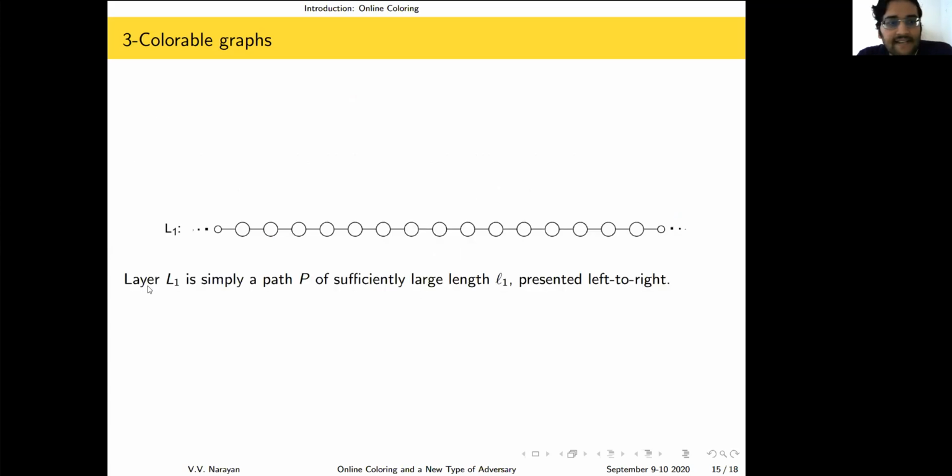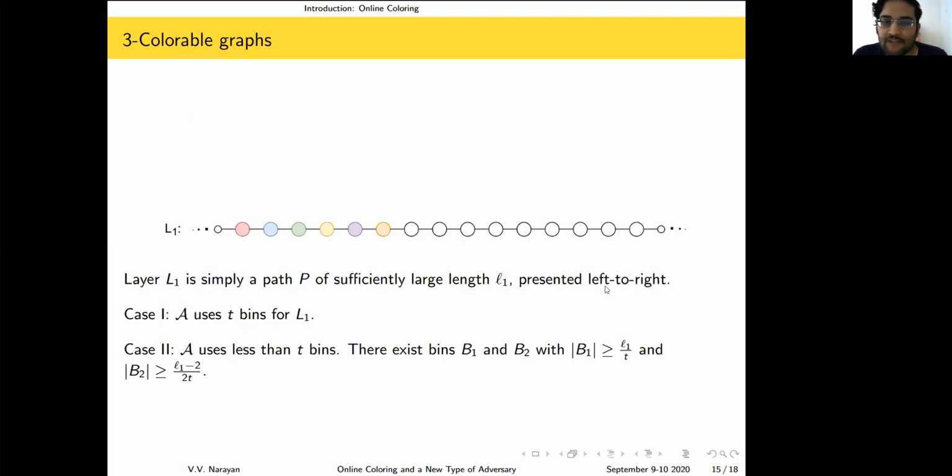So let's see the details. Layer L1 is simply a path of sufficiently large length L1, which we'll quantify later, presented left to right. There are two cases. Either the algorithm A uses T bins just inside layer L1, in which case we're already done, or it uses fewer than T bins in L1. Then by a straightforward application of the pigeonhole principle, we can show that there are 2 bins which are large. We're going to call them B1 and B2.